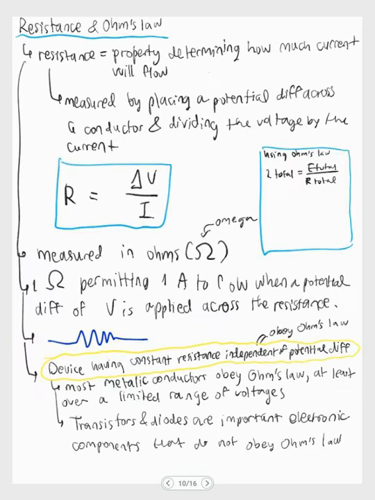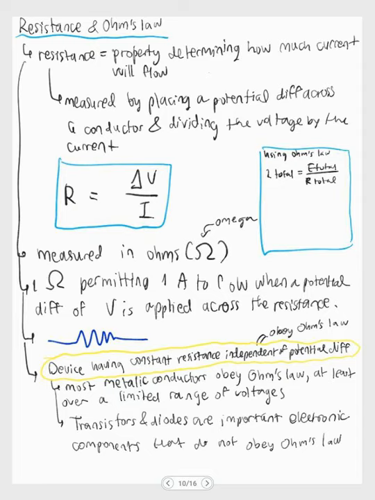Let's move on to resistance and Ohm's law. Resistance is actually the property that determines how much current will flow, and it is measured by placing a potential difference across the conductor and dividing the voltage by the current. So here's the formula: R is equal to delta V over I.